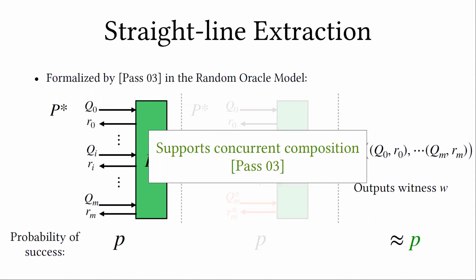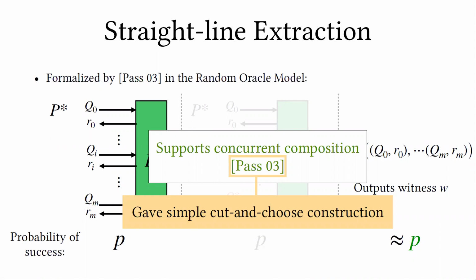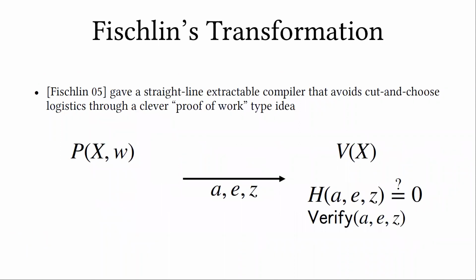So this one-shot straight line method of extracting was proven to support concurrent composition in Pass's work. And Pass also gave a simple cut and choose construction that did achieve the straight line notion in his work. In subsequent work, Fischlin gave a straight line extractable compiler that avoided some of the cut and choose logistical costs that came in Pass's work through this really nice proof of work type idea. Very roughly, this involves sending this transcript AEZ of the Sigma protocol subject to this constraint that the hash of AEZ should be equal to the all zero string.